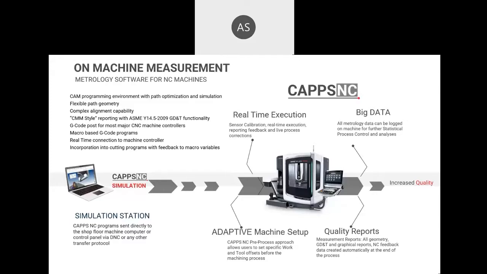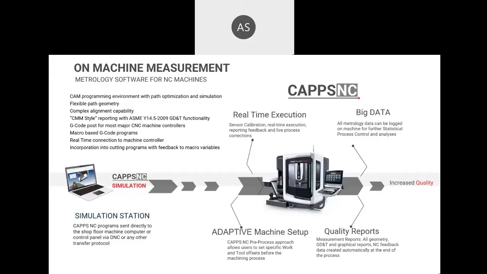Okay, so the software that we're talking about here breaks down into a couple of different blocks that we show. On the left, we have our CappsNC simulation. The CappsNC program is sent directly to the shop floor, machine computer or control panel via DNC or other transfer protocol. So you could have your CAM environment, we call it a programming station, live in engineering, for example. All the program development can be done there. Then you would send it out to the machine.